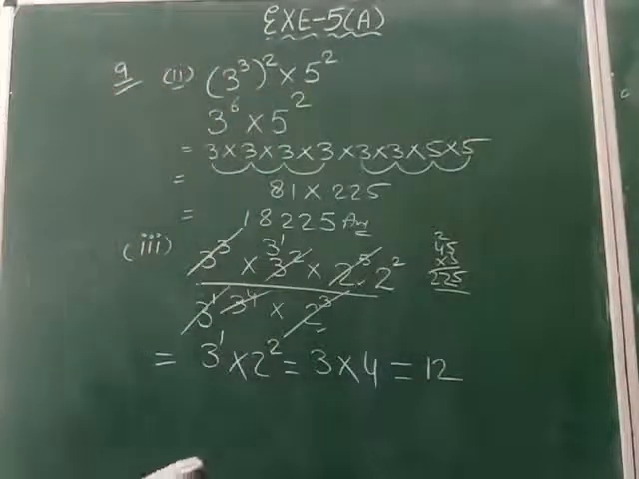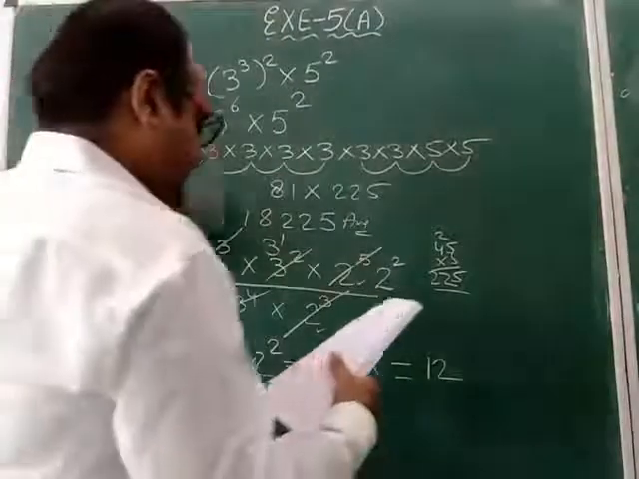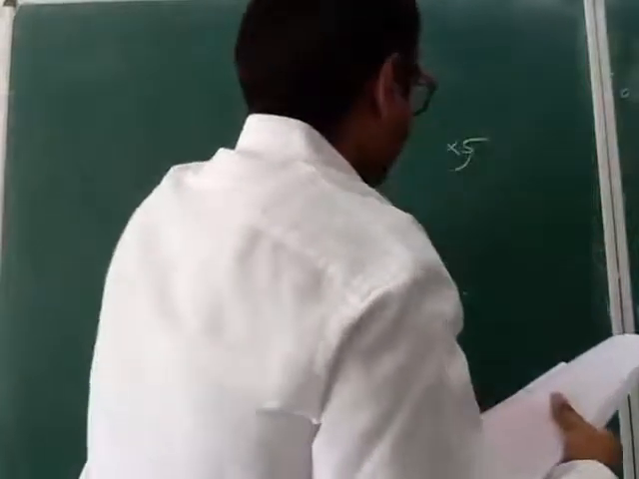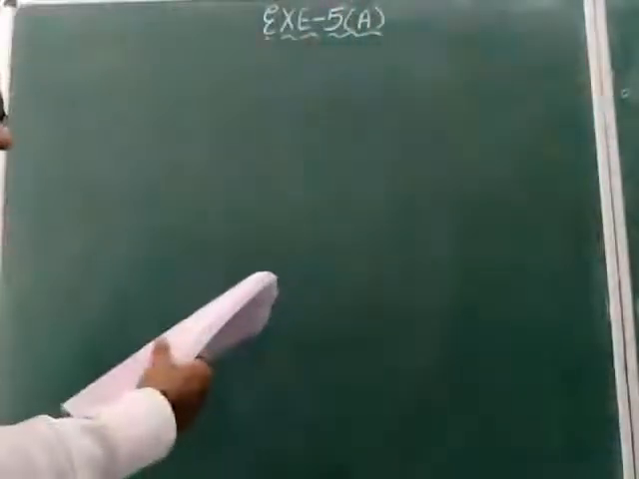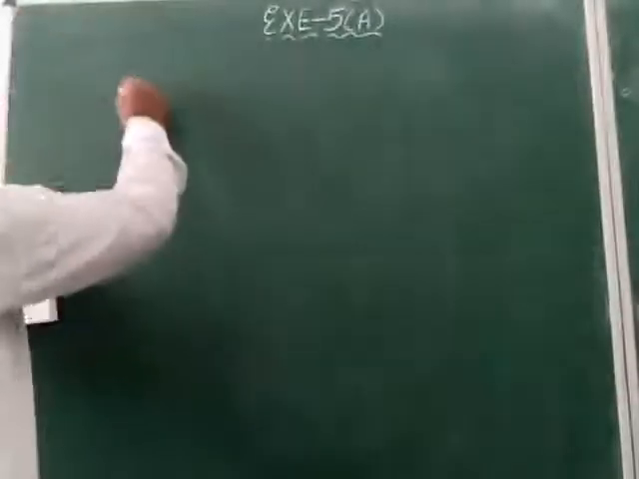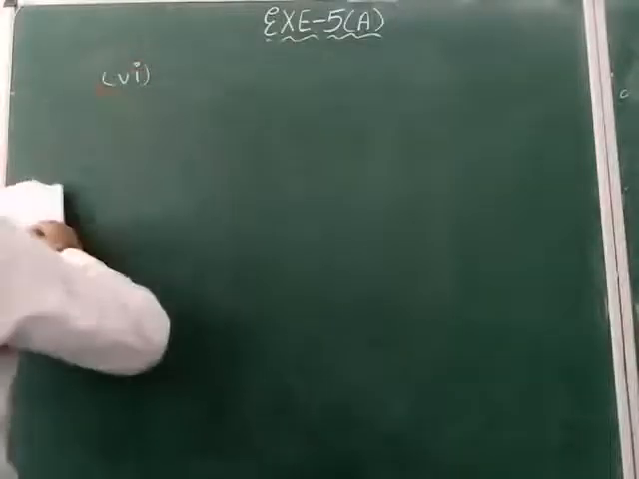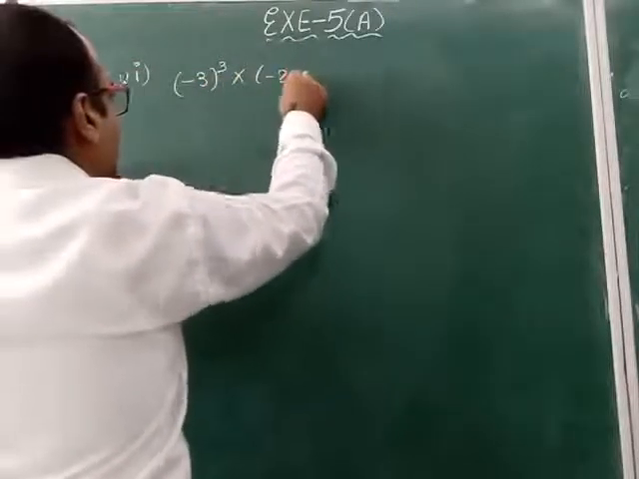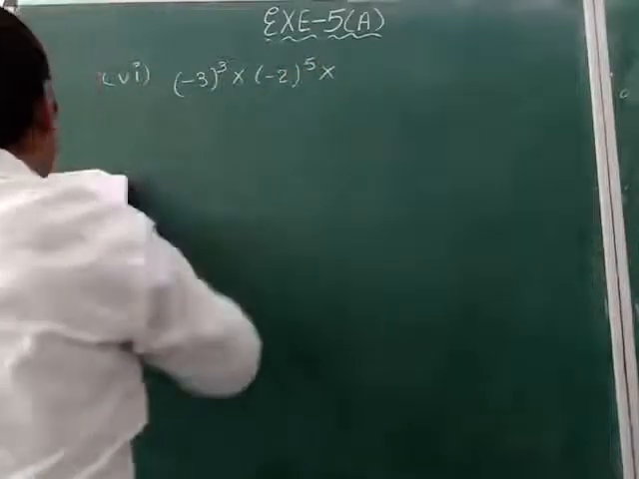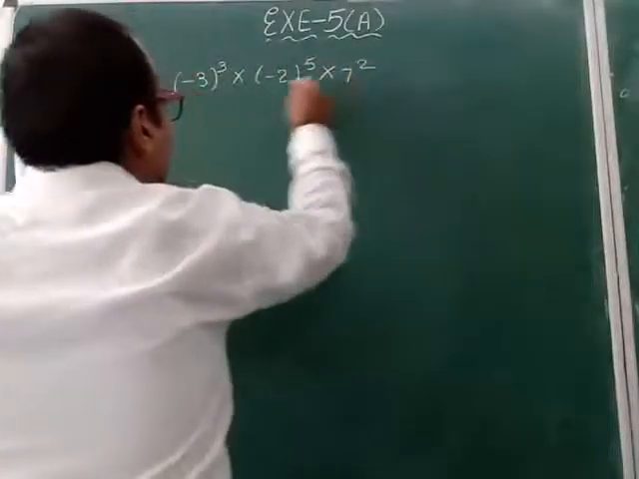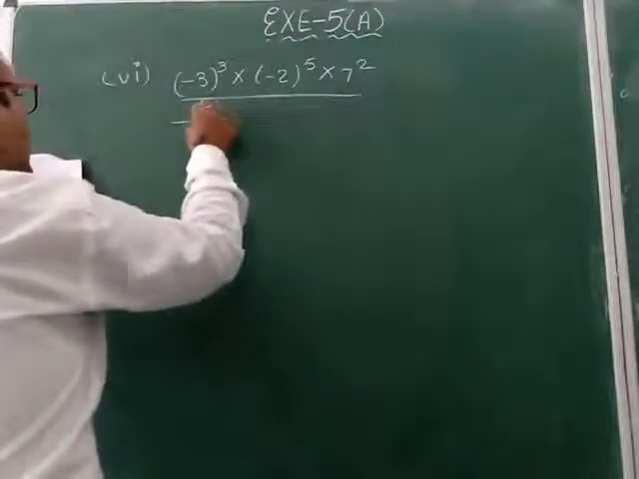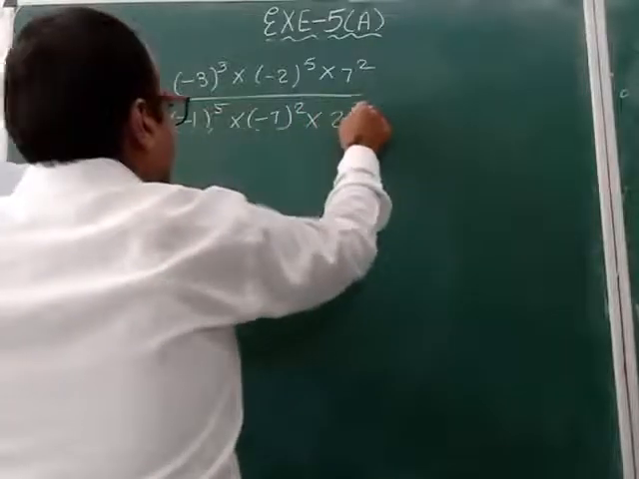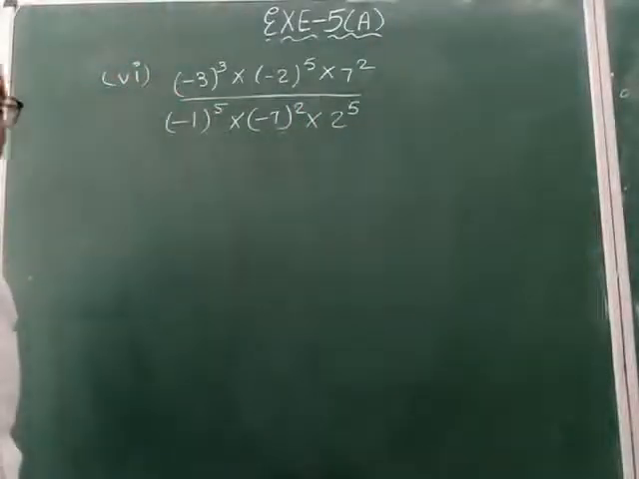Now see another part, part number 6. Sixth part: (minus 3) power 3, (minus 2) power 5, 7 power 2, divided by (minus 1) power 5, (minus 7) power 2, 2 power 5. So what will we do here?